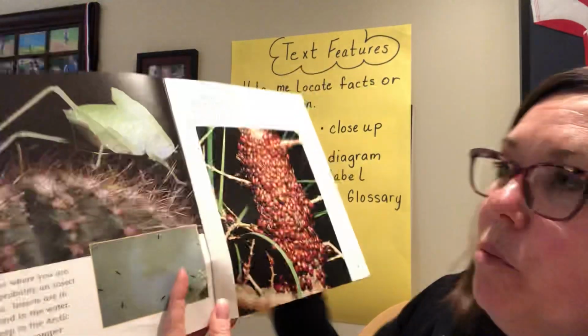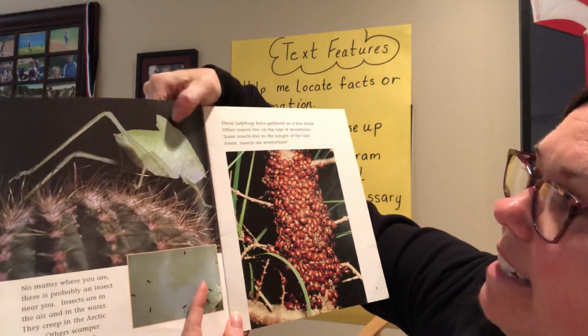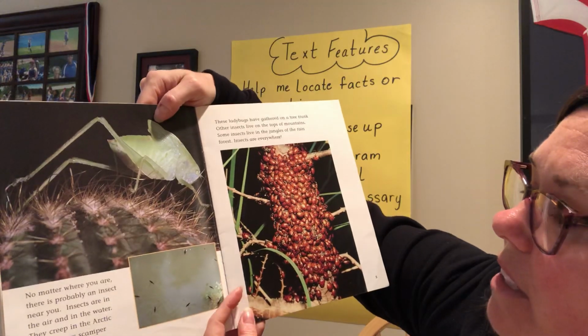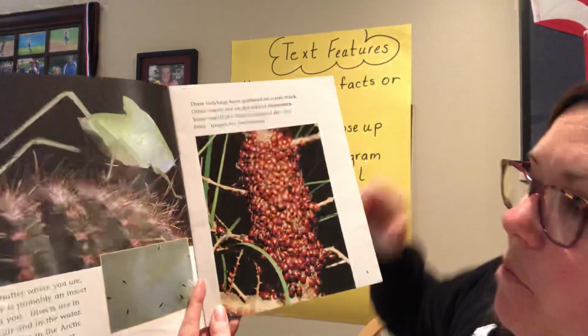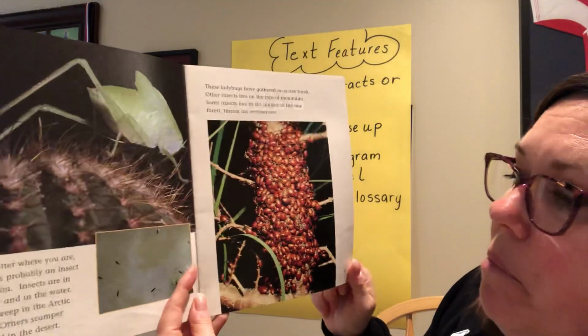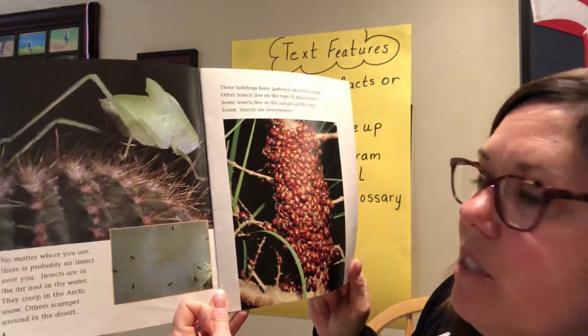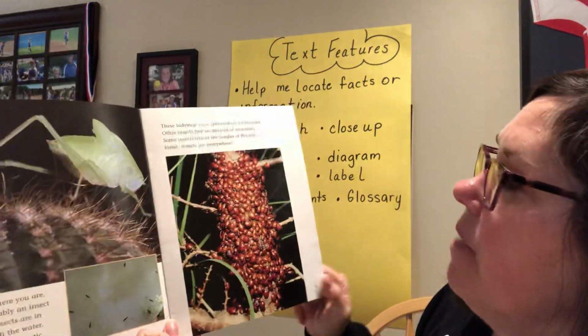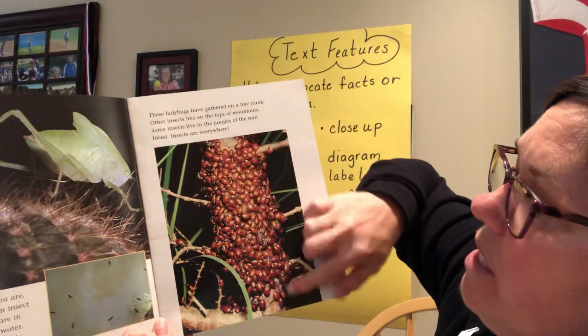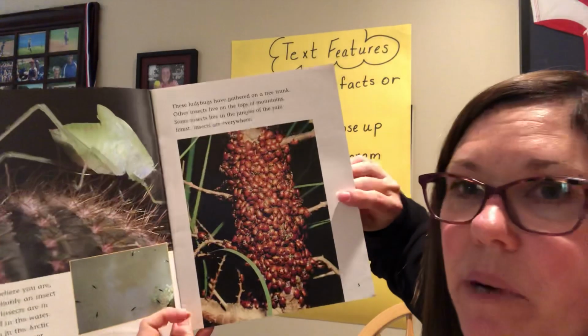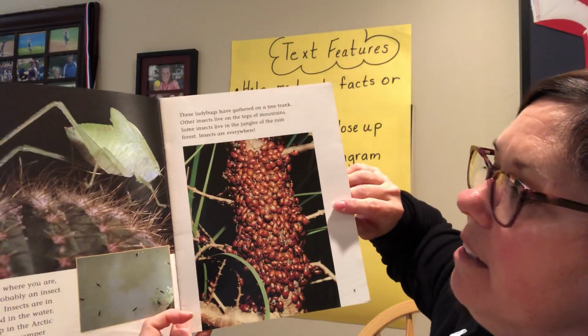This is a super cool picture. Look at this. It's a cactus, and there is an insect here. And this picture always reminds me of mosquitoes. I don't know if they are or not, but whenever I think of mosquitoes, I think of them in water. And look at this picture here. This is definitely a close-up. Look at all those ladybugs on a trunk of a tree.